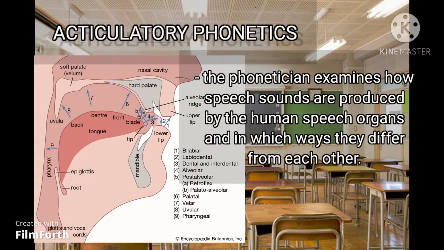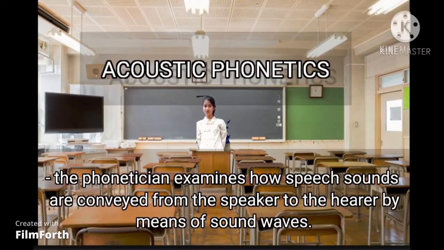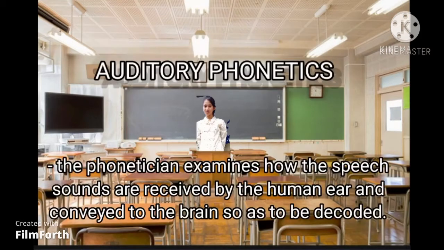In the branch of phonetics called articulatory phonetics, the phonetician examines how speech sounds are produced by the human speech organs and in which ways they differ from each other. In acoustic phonetics, the phonetician examines how speech sounds are conveyed from the speaker to the hearer by means of sound waves. In auditory phonetics, the phonetician examines how speech sounds are received by the human ear and conveyed to the brain so as to be decoded.